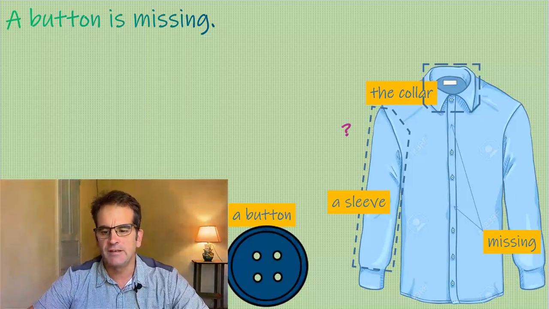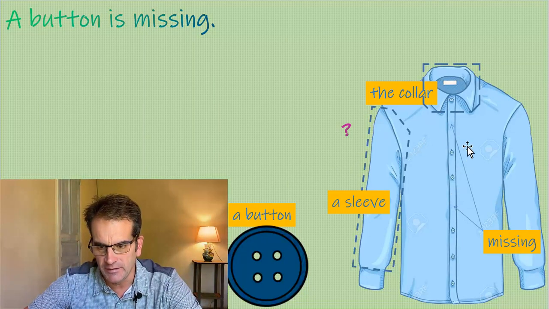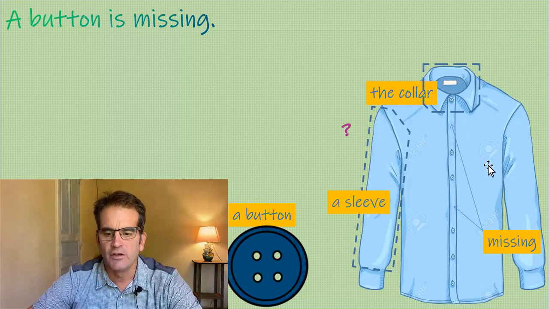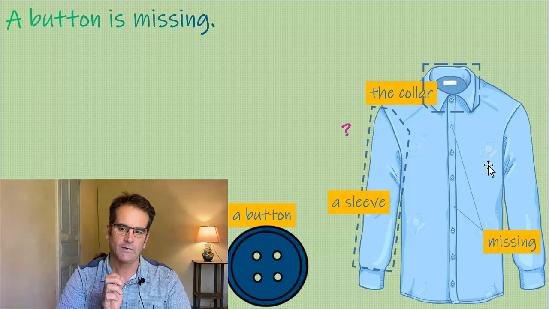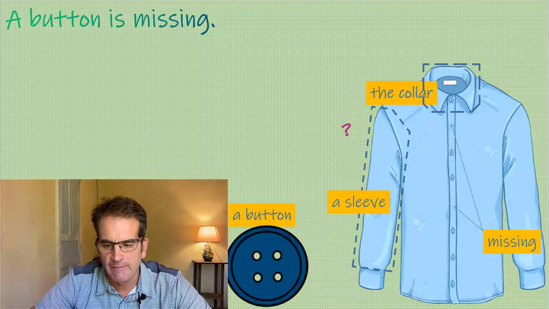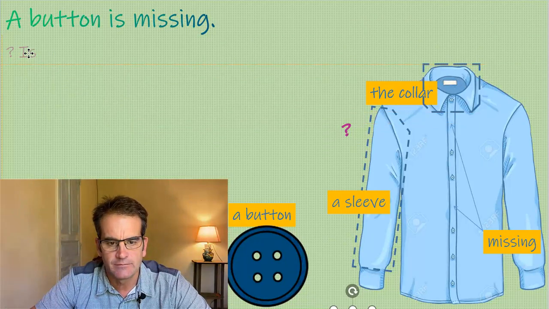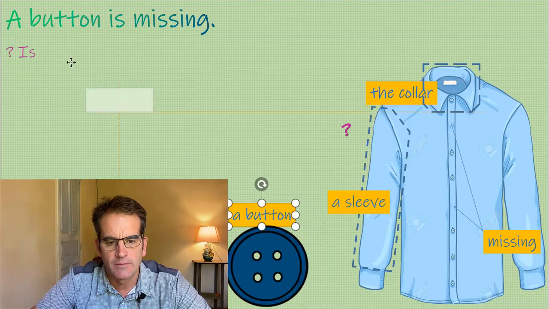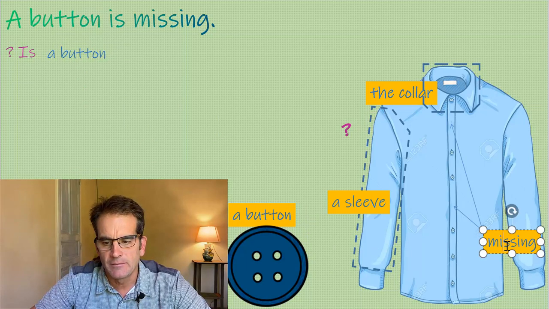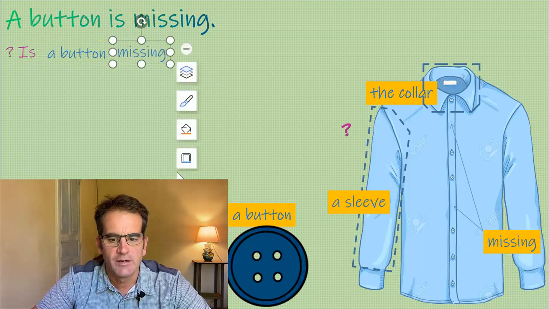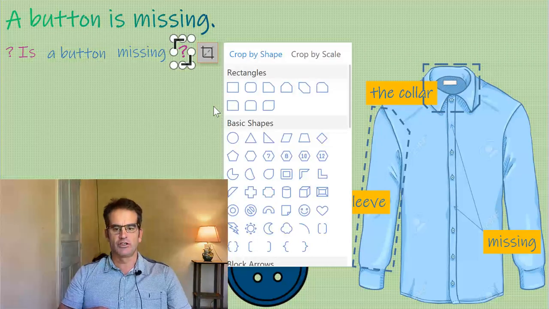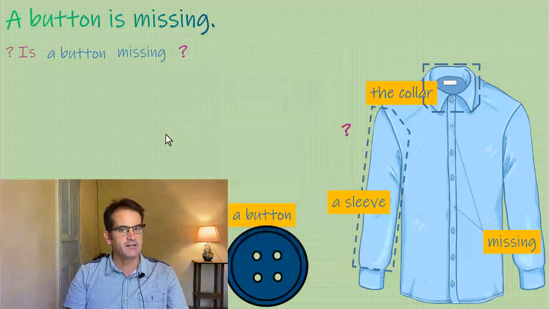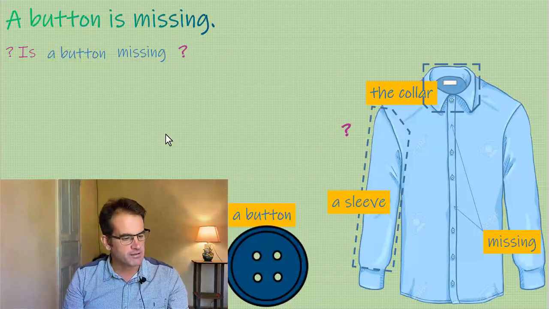A button is missing. In fact, two buttons are missing. So you put on a shirt and two buttons are missing. Is a button missing? Well, yes, a button is missing on your shirt. A button is missing.